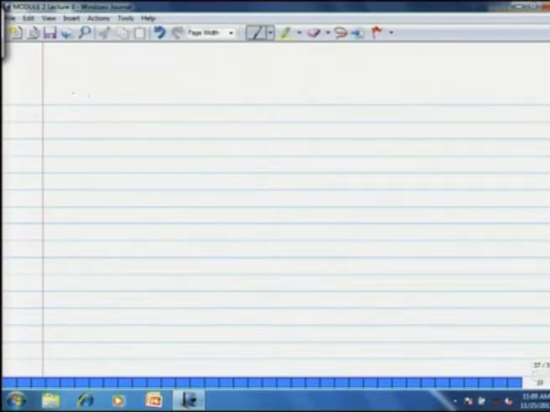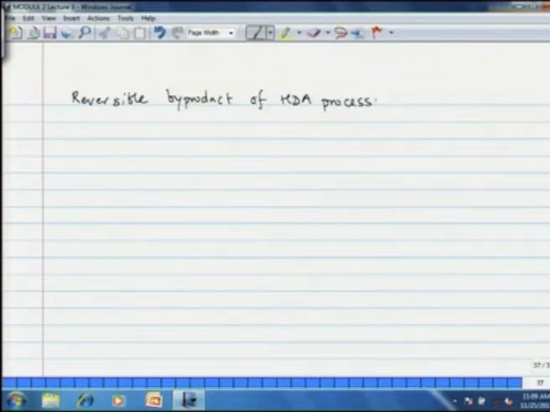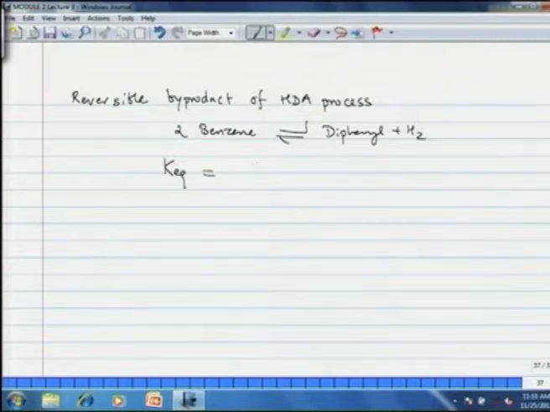Now in case of HDA process, the reversible byproduct is diphenyl. HDA process has two reactions, one is an irreversible reaction and second is reversible. Okay. So, 2 moles of benzene giving diphenyl and hydrogen. Now, the extent of diphenyl in the reactor effluent will be decided by the equilibrium constant, and the relation would be this.